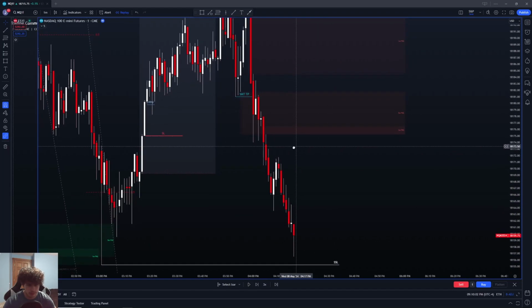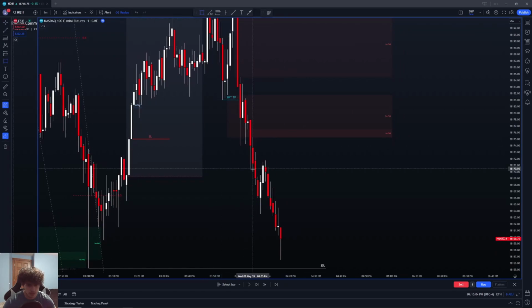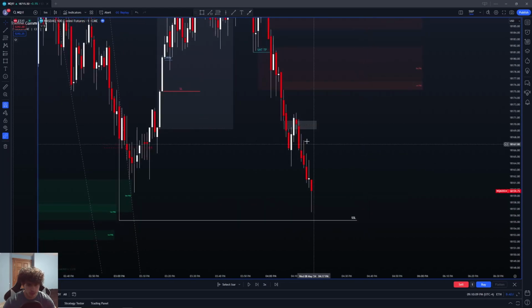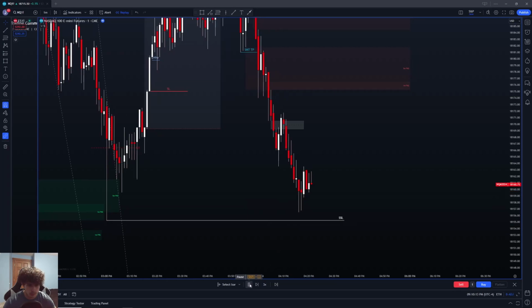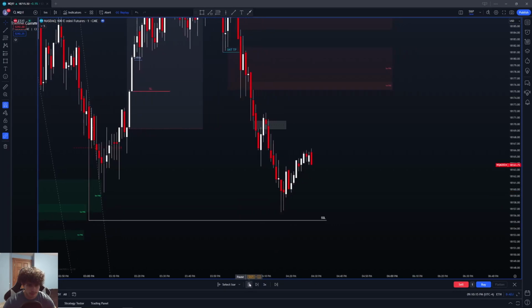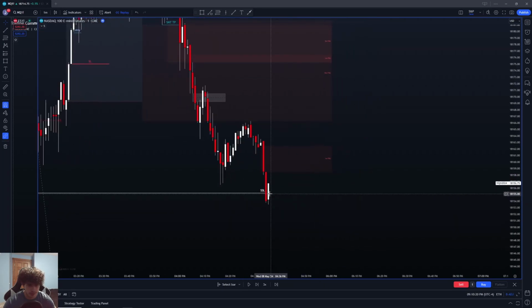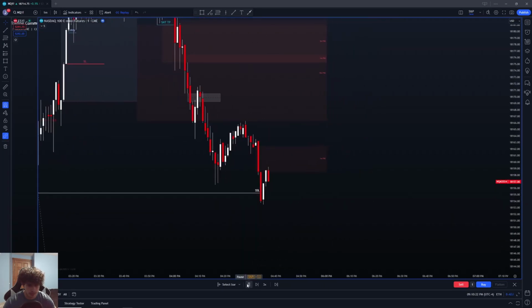But we did, first fair value gap that we tapped into would be this one. Even though most of the move's done, you could try to enter in this fair value gap and target this low right here. So there we go. That low is hit. And this is the end of the day here.